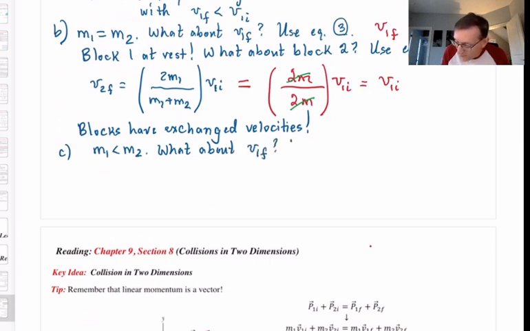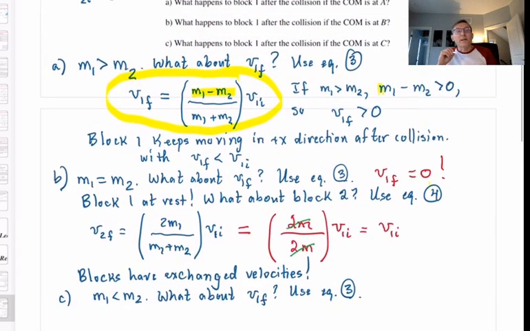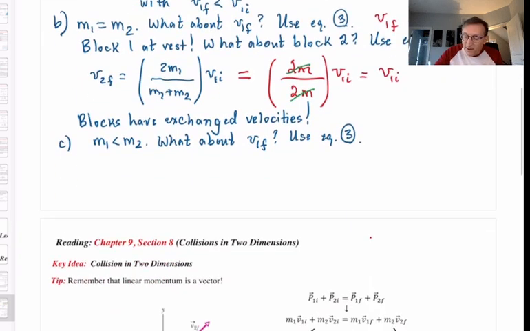Well, use equation 3 again. Let me bring it back into view here. It's that equation circled in yellow. What can you tell me about V1 final if M1 is less than M2? Look at the equation I've circled in yellow. All right, did you say that what you can tell me is that V1 final is less than 0?